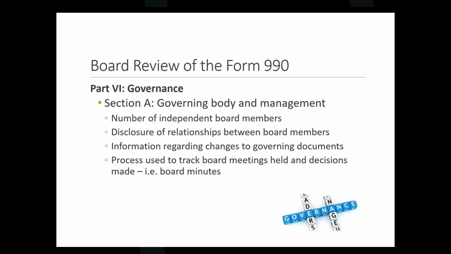The next section to review would be Part 6, Governance. It's possibly one of the most important areas for the board to review. So Section A includes information about the governing body and the management. So this would disclose the number of independent board members.